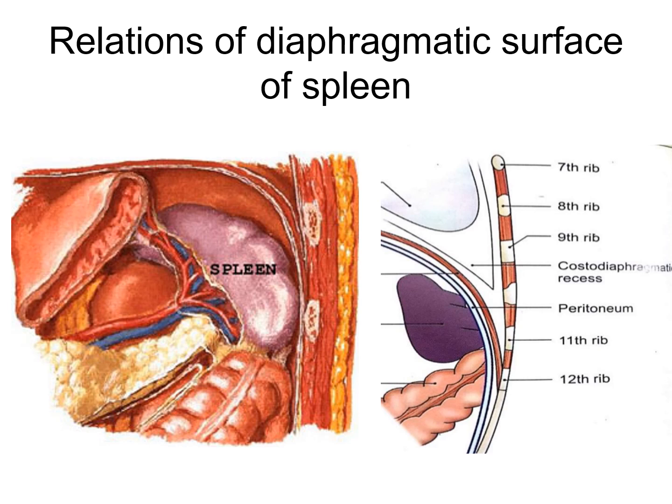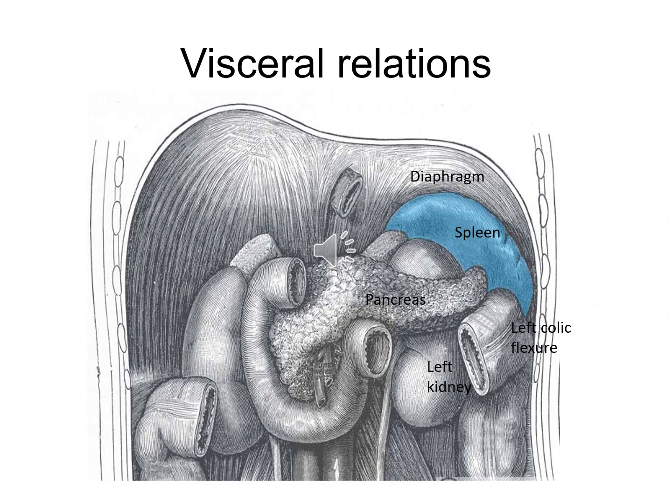This diagram shows the relations of the diaphragmatic surface of the spleen, and you can clearly see that this is the spleen and this is the diaphragm. So immediately behind it, it is related to the diaphragm, and the diaphragm, as all of you know, separates the peritoneal cavity from the pleural cavity. So just above that you will be seeing a part of the pleural recess, that is the costodiaphragmatic recess, and above that you are getting the left lung, and after that you will be getting the 9th, 10th and 11th ribs. Once more we will see the visceral relations of the spleen.